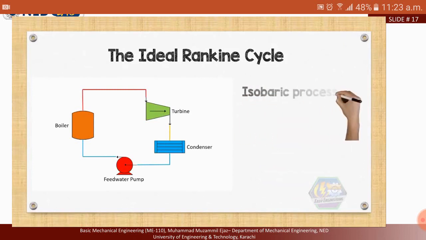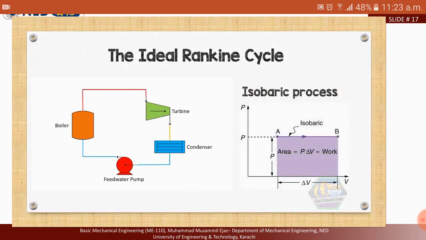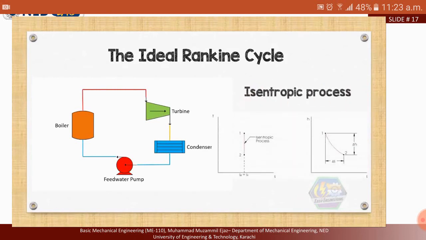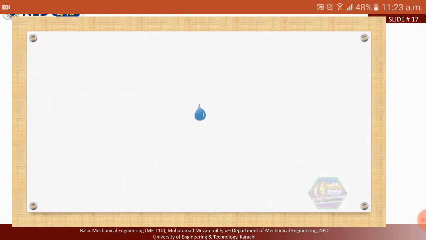A constant pressure or isobaric process and constant entropy or isentropic process are used for the equipments involved in the cycle. The working fluid is water, and it will undergo a closed loop and will be reused constantly.